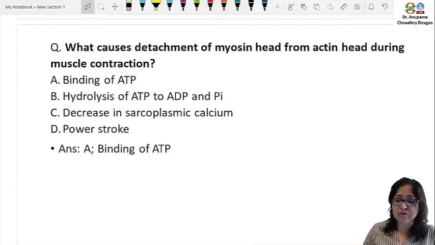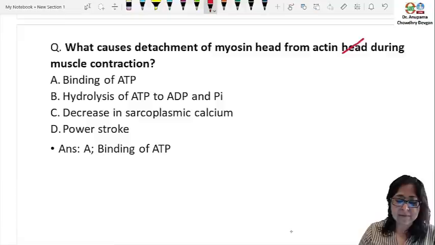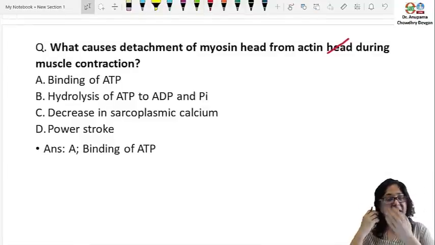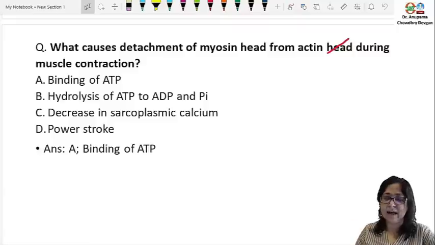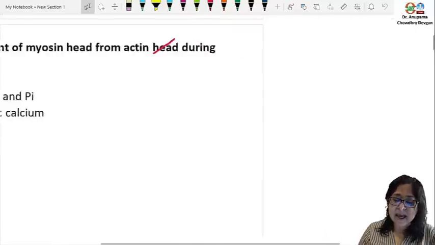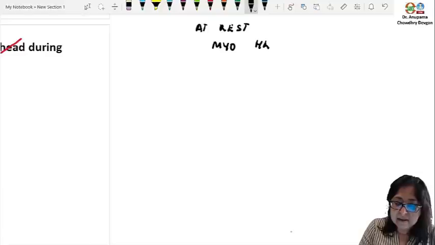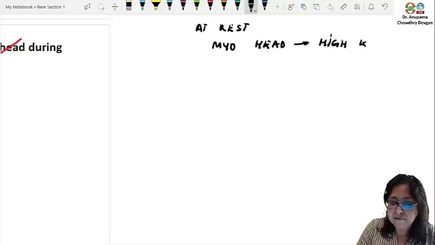What causes detachment of the myosin head from the actin during a muscle contraction? Now to understand this, you have to look at the actin-myosin cross bridge cycling. And to understand it, please remember that at rest, the myosin head is in a high energy, high affinity state.